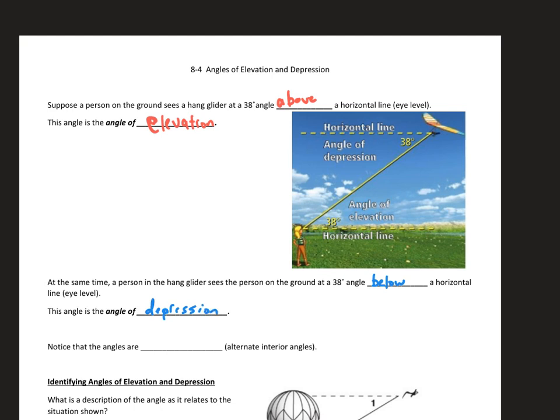And notice that these horizontal lines are going to be parallel. So we have these parallel lines, and the angle of elevation and angle of depression are the same. So they are congruent. Why are they congruent? They're alternate interior angles. So the angle of elevation will be congruent to the angle of depression and vice versa.